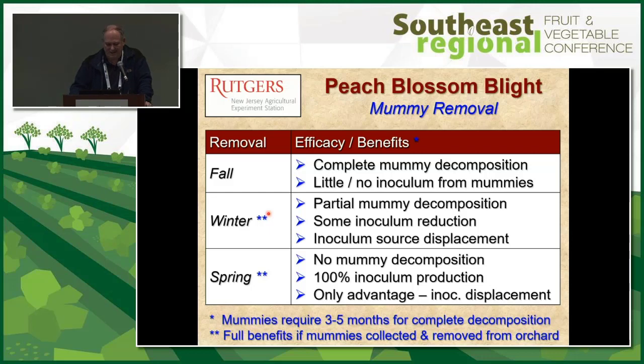If you do it in the spring, there's not enough time for mummy decomposition, so you're going to have close to 100% of your inoculum production. The only advantage you're getting is you're basically displacing where the inoculum is occurring. It's not right next to the flower, it's on the orchard floor, but you still have all that inoculum there. Of course, as I say in the second footnote down there, if you were to remove the mummies from the orchard, that would take care of the issue, but we don't, that's just more labor. So clearly, the earlier the better in terms of getting rid of the mummies.